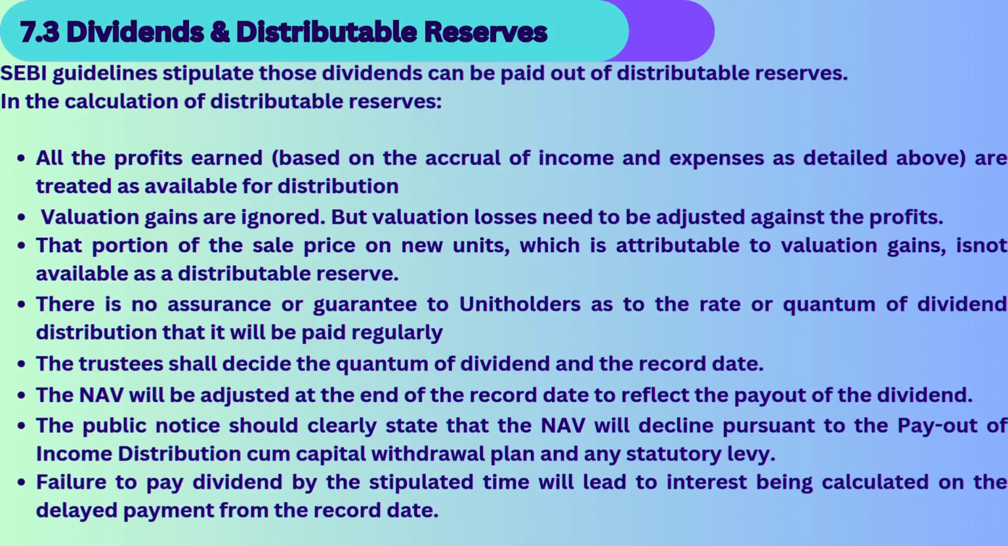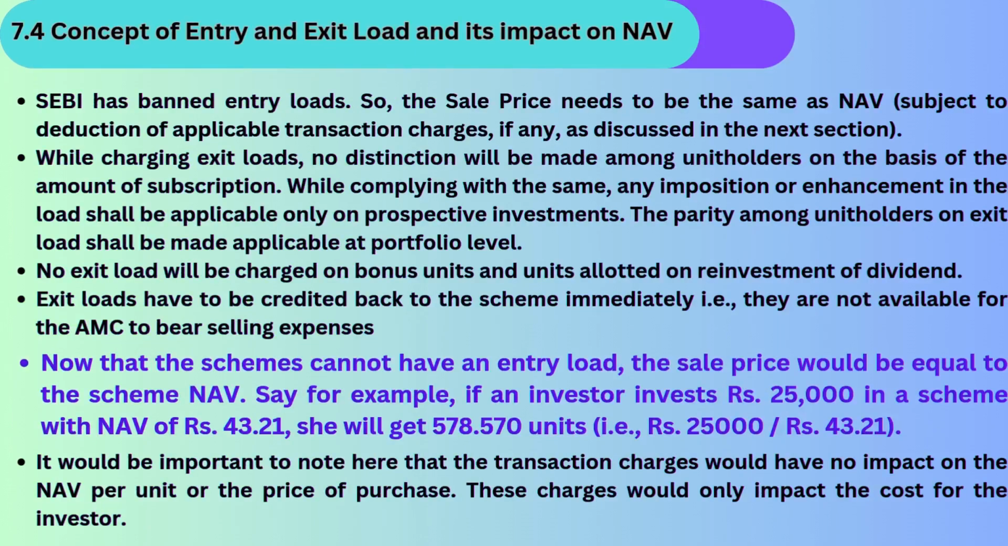The trustees shall decide the quantum of dividend and record date. The NAV will be adjusted at the end of the record date to reflect the payout of the dividend. The public notice should clearly state that the NAV will decline pursuant to the payout of income distribution cum capital withdrawal plan and any statutory levy. Failure to pay dividend by the stipulated time will lead to interest being calculated on delayed payment from the record date.